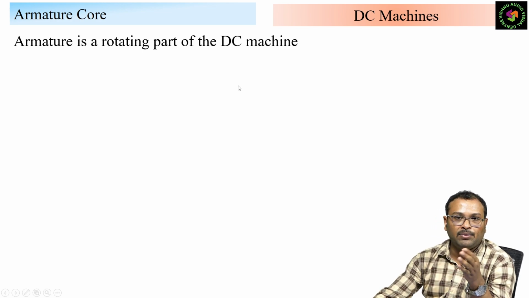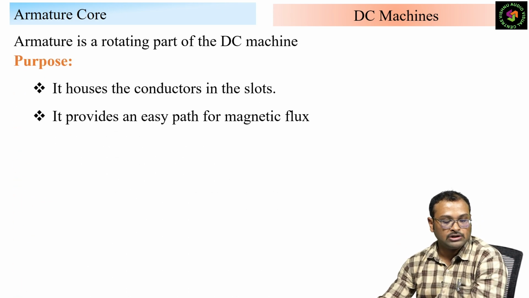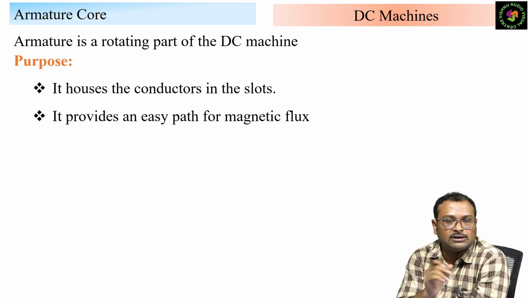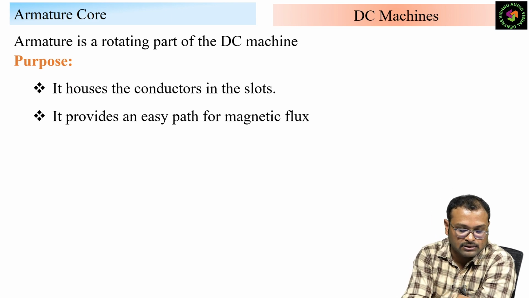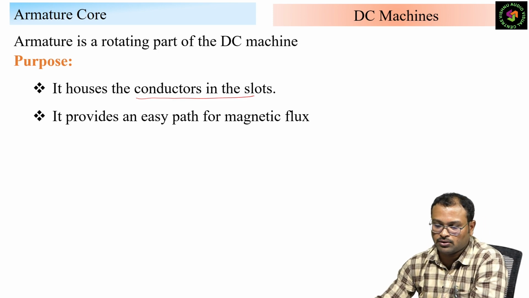As I said before, the pole core means the core of the pole. So here also, for the armature windings, the main core is the armature core. So what is the purpose of it? Armature windings are there, that means conductors are there, so it houses the conductors. It gives the slots. So it contains some slots. We will see in the diagram.